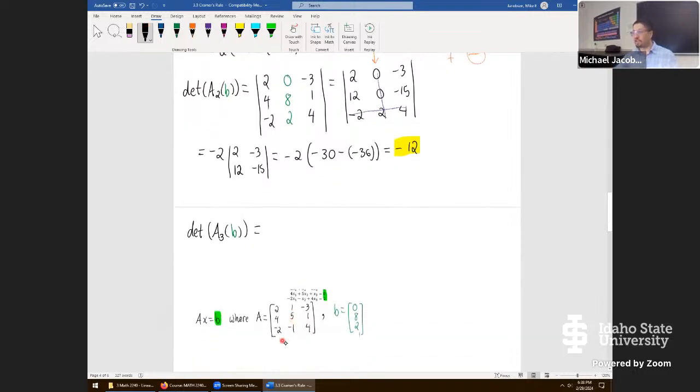First, let's just carry in columns 1, column 2 from the matrix A. 2, 4, -2. 1, 5, -1. Then insert that column vector B into the third position, 0, 8, 2.